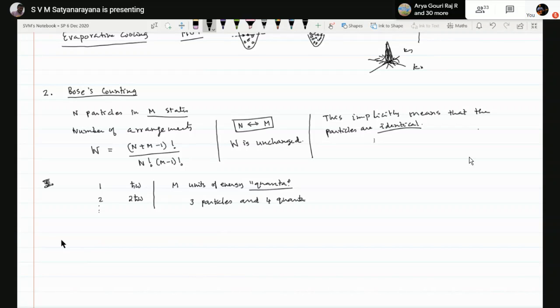Then the way I distribute them is that I put 2 sticks here to say that this is the energy share of particle 1, this is the energy share of particle 2, and this is the energy share of particle 3. Now I can say that I put 2 here and 2 here and nothing here. This is one particular configuration, correct? Or I put 1 here and 3 here and nothing here. This is another configuration. So 0, 0 and 4 here is another configuration. Like this I can list all possible configurations.